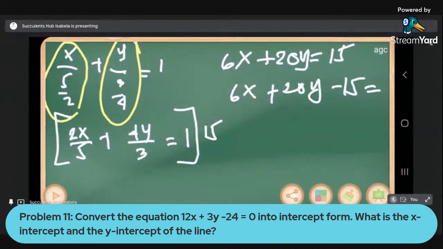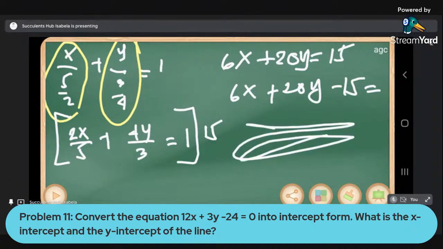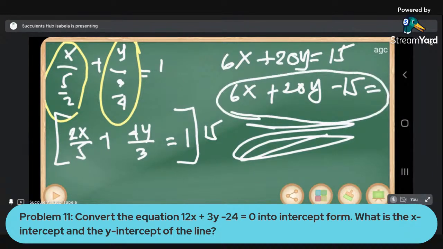Let's have problem 11. Ano ba yung problem 11 natin? Convert the equation 12x plus 3y minus 24 is equal to 0 into intercept form. What is the x-intercept and the y-intercept of the line? This is very, very easy. I-reverse nyo lang yung kagagawa natin na to. Okay, yung ginawa natin dito, i-reverse nyo lang. Parang given ito, and then gagawin nyo siyang ganito. Yun yung tinatanong na problem number 11.